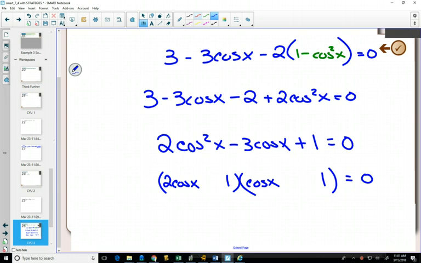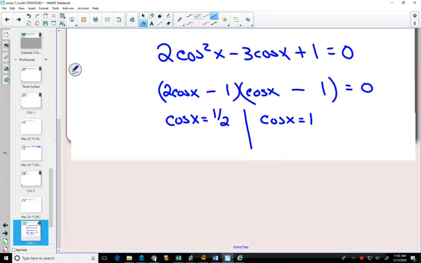And I need my outside 2 cos x and my inside 1 cos x to equal -3 cos x. So they would both have to be negative for that to work. After you've done that, do a quick check. Yes, my first terms give me 2 cos squared. My outside and my inside gives me -3 cos x. And -1 times -1 is plus 1. So this has been factored correctly. So if the first factor is equal to 0, then cos of x would equal 1/2. If the second factor is equal to 0, then cos of x is equal to 1.